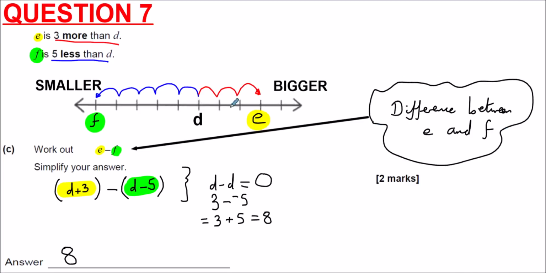Looking at this number line, we can see much more clearly than using the algebra that E is 8 bigger. The difference between E and F is 1, 2, 3, 4, 5, 6, 7, 8. E is 8 on the bigger side compared to F. So when using a number line, it might make it much simpler to see.